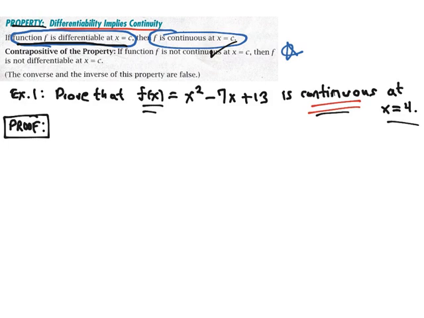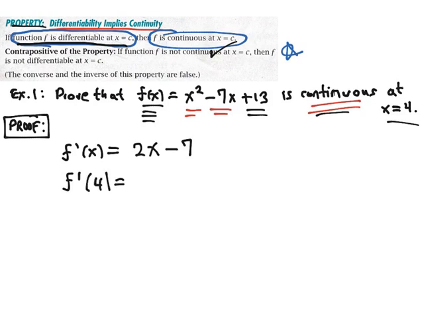So how do we show that this function is differentiable at x is equal to 4? We can go ahead and use the differentiation rules that we learned early on in the course to find the derivative of the function. So you would use the power rule here and get 2x. Then the derivative of negative 7x with respect to x is negative 7, and the derivative of the constant 13 is 0. So now you will go ahead and evaluate the derivative at x is equal to 4.